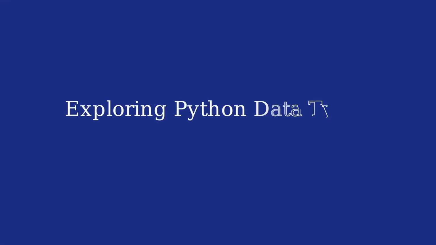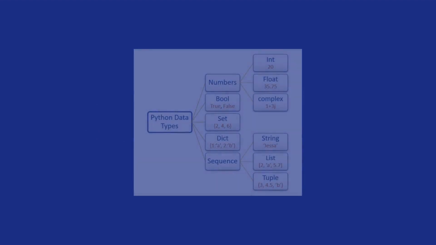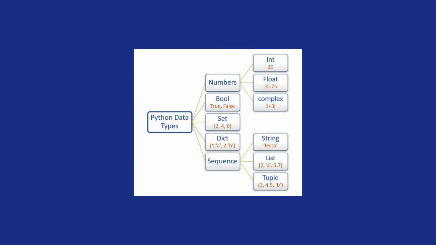Python data types classify what kind of values variables can hold and determine what operations can be performed on them. Python offers several built-in data types organized into categories. These include numeric types, text type, Boolean, sequences, mappings, and sets.